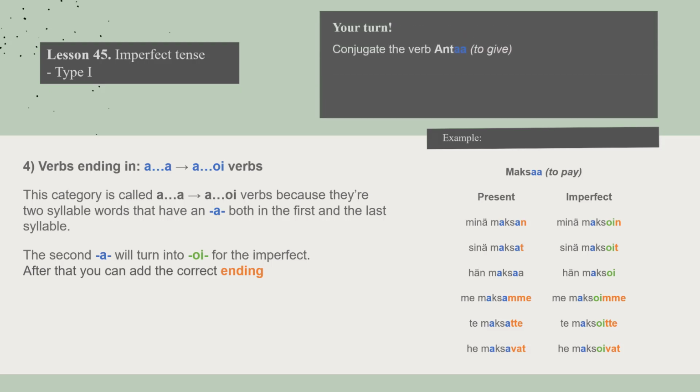Now it's your turn. Try to conjugate the verb antaa. Minä annoin. Sinä annoit. Hän antoi. Me annoimme. Te annoitte. He antoivat.